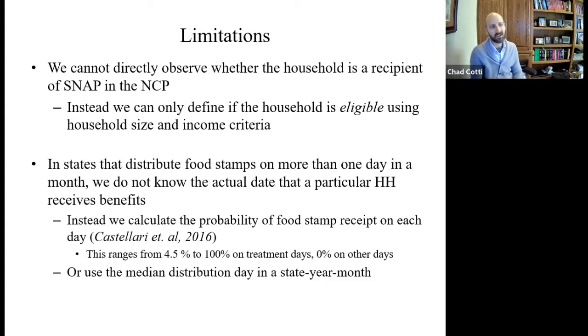So we calculate the probability that a household is treated on a specific day because it's a relatively uniform distribution across days. And therefore we know what percent are distributed within the first week and what percent are distributed later in the month. So you can get kind of a dose effect, or you could use the median distribution day. I'll talk more about this in just a second.